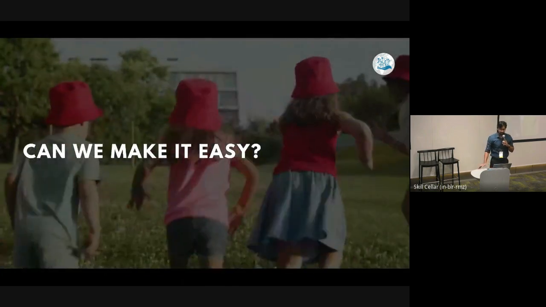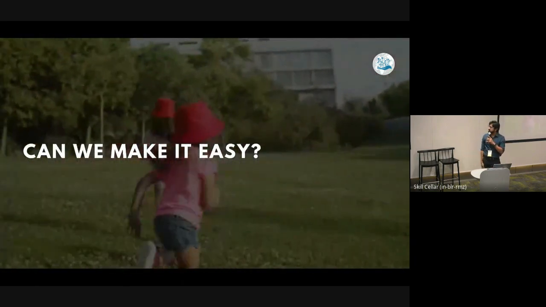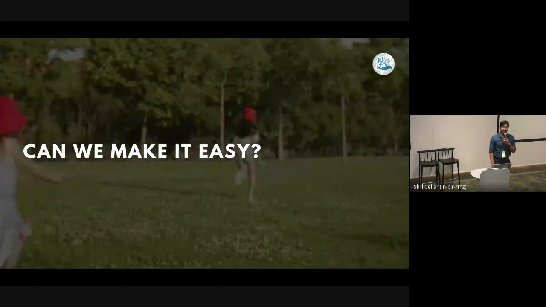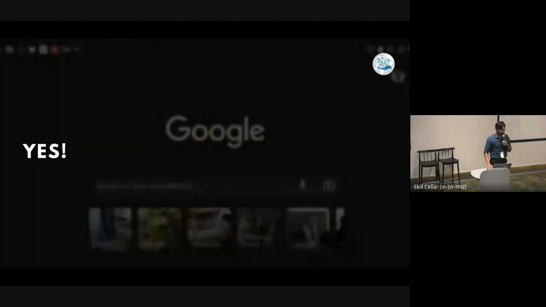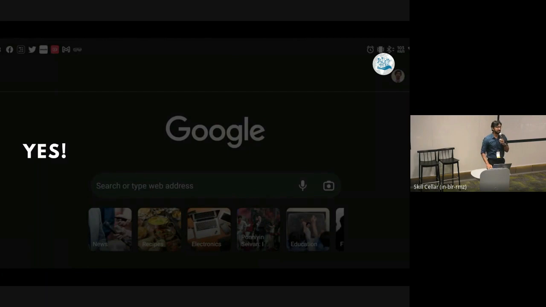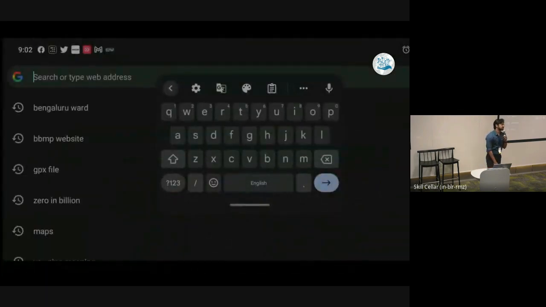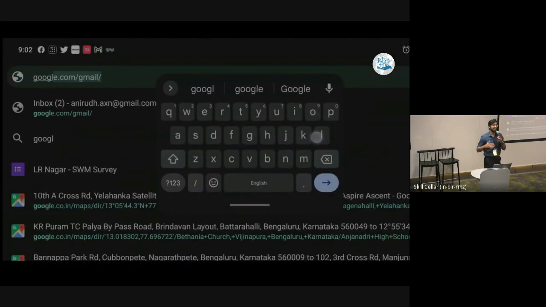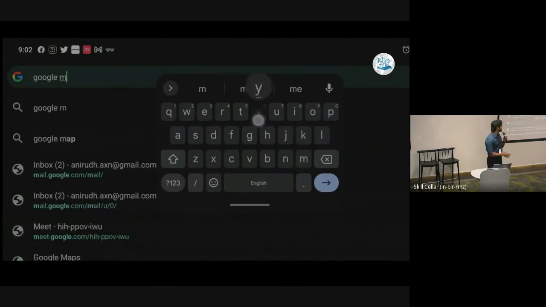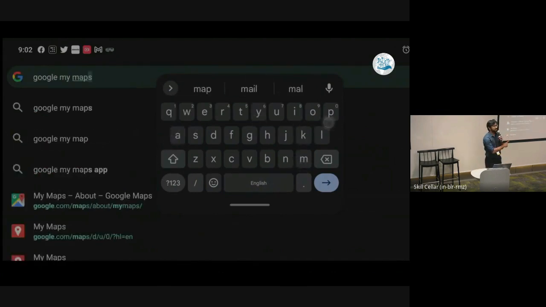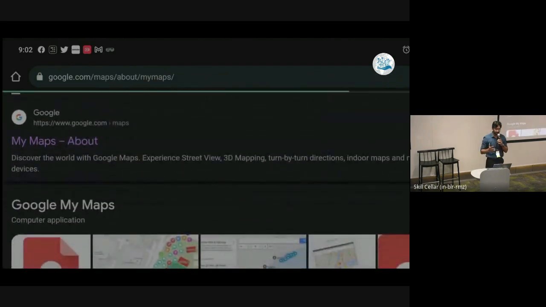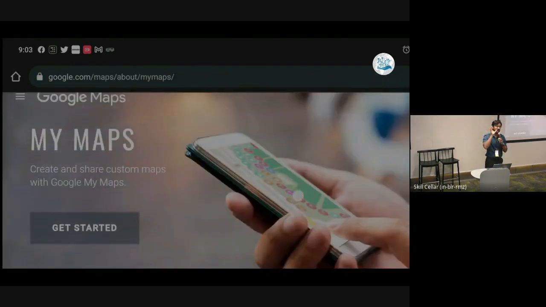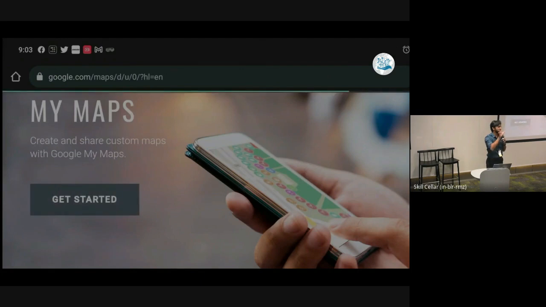So what do we do about this? Can we make it as simple as this, where kids are playing around? Yes, guys, we definitely can. Google has really made it possible for us. This is nothing but a simple tool. Again, I'm a non-coder, using a simple tool called Google My Maps, wherein we have made such huge data very, very useful and very handy, as simple as using a smartphone.